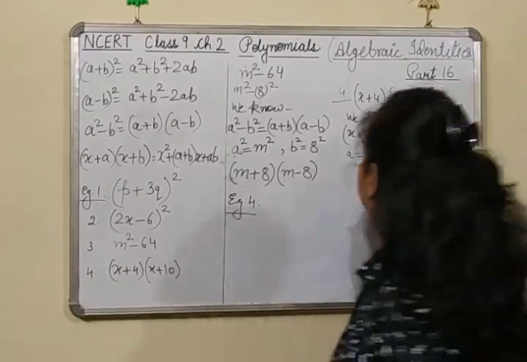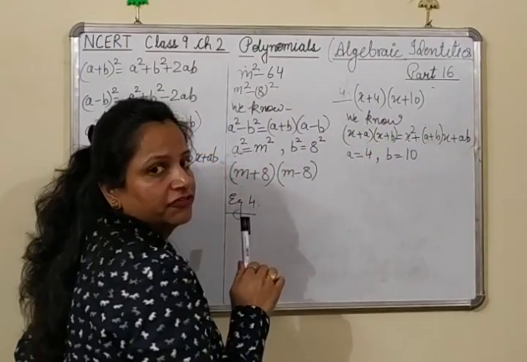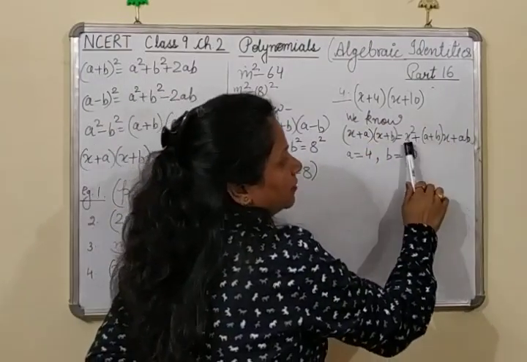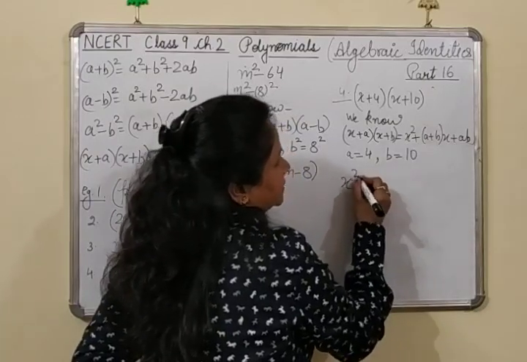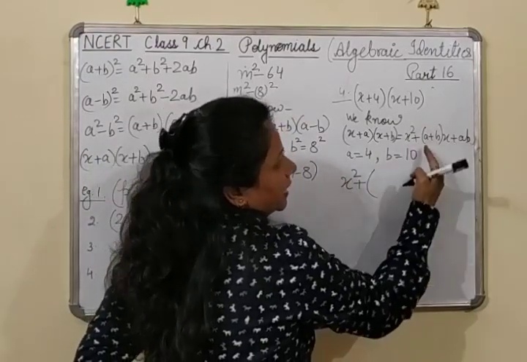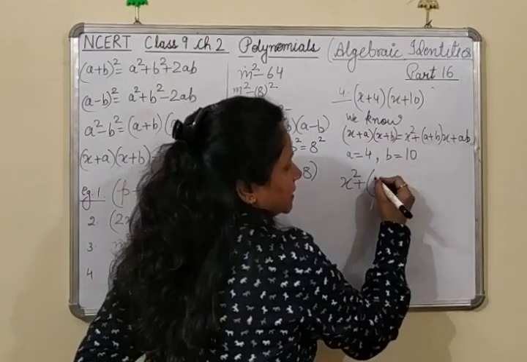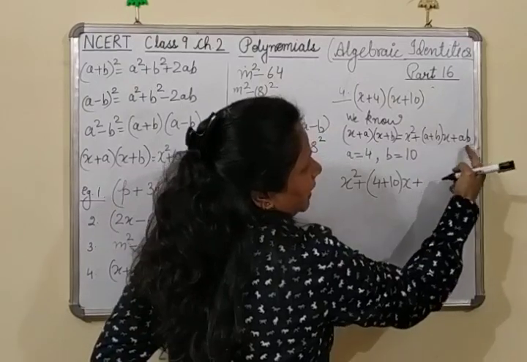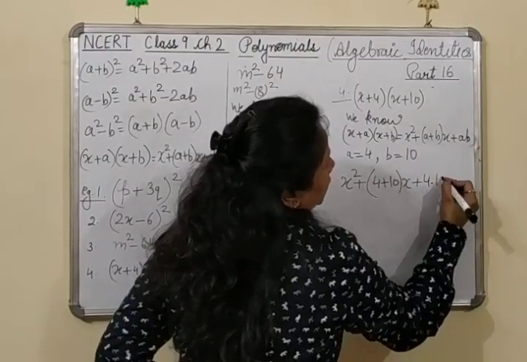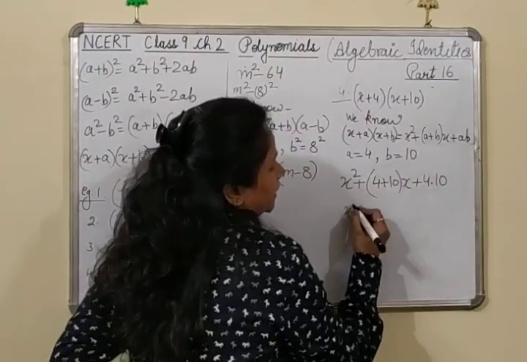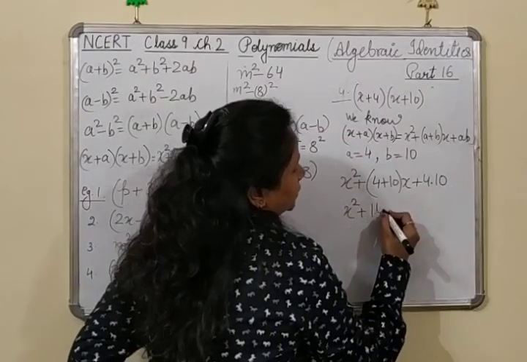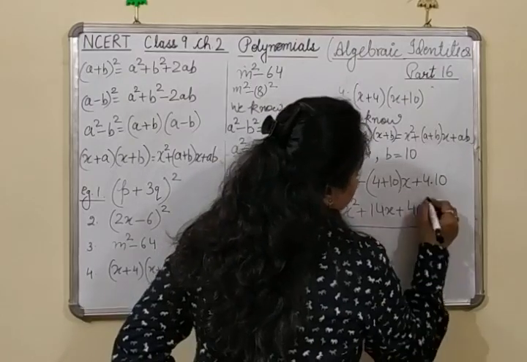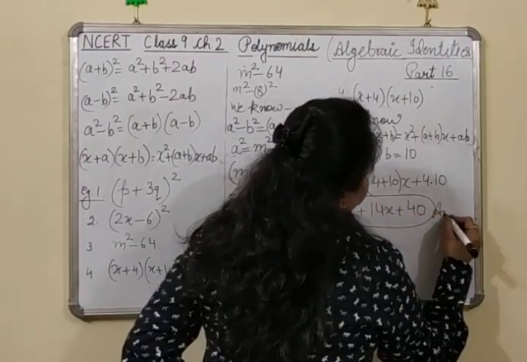Fine. Then what? We were given the left hand side of the identity, so we have to get the answer in the right hand side form. We need x square, so x square is written as it is, plus (a plus b) x. A is 4, b is 10, so (4 plus 10) into x, plus ab, that means 4 into 10. Solve it: x square plus 14x plus 40. So this is your answer.